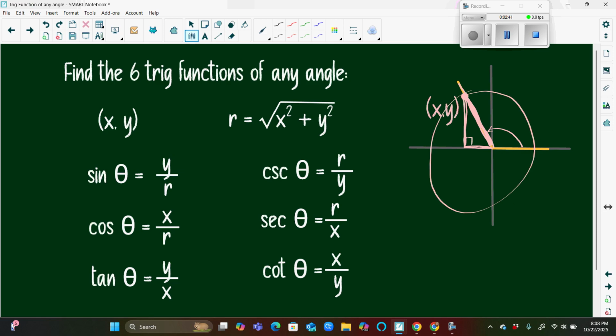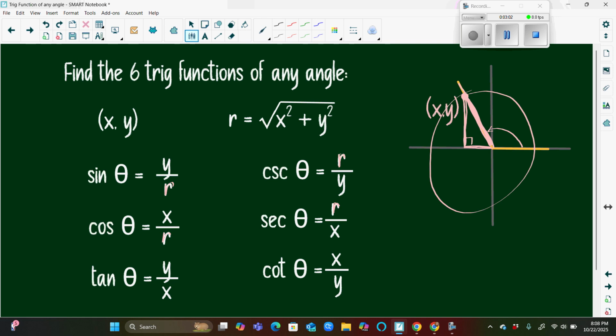With that being said, sine now is going to become y over r instead of 1. Cosine is x over r. Tan is still y over x. Cosecant will now be r over y. Secant would be r over y. And cotan will still be x over y.